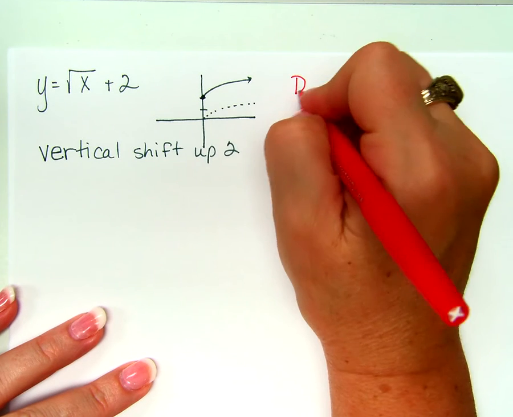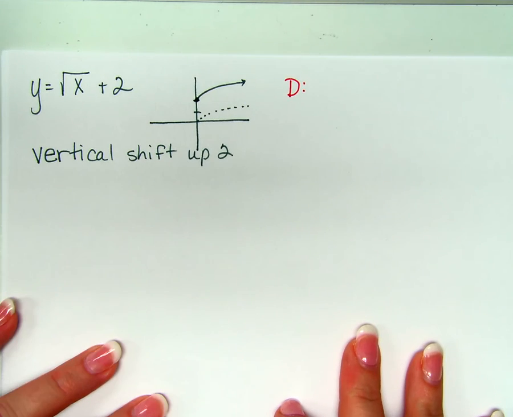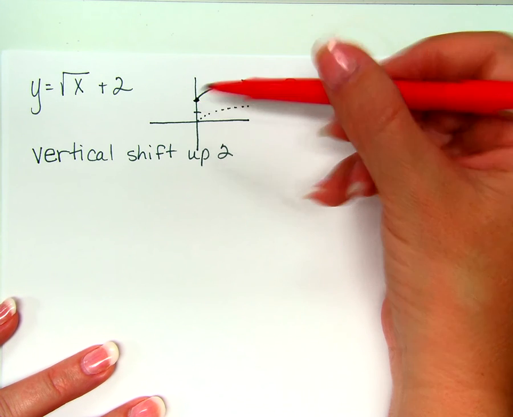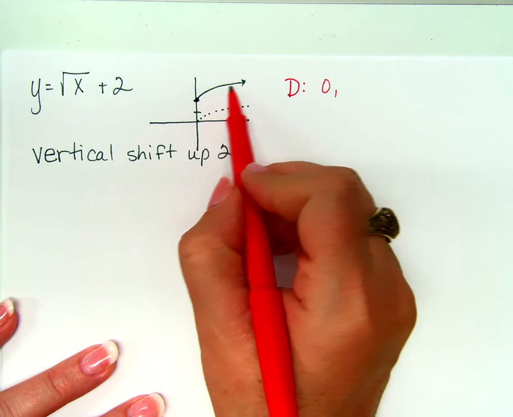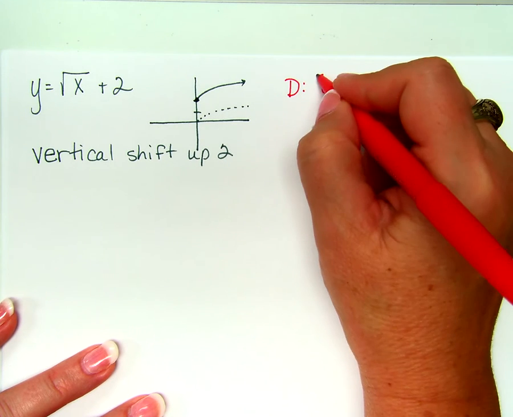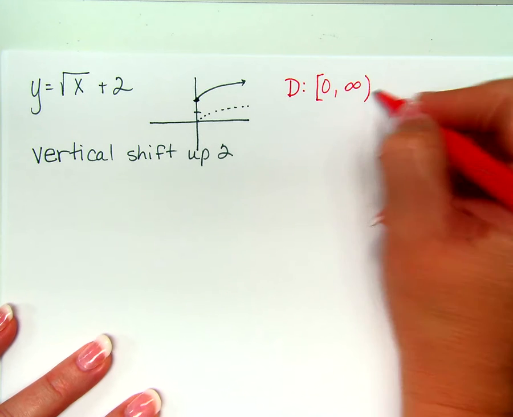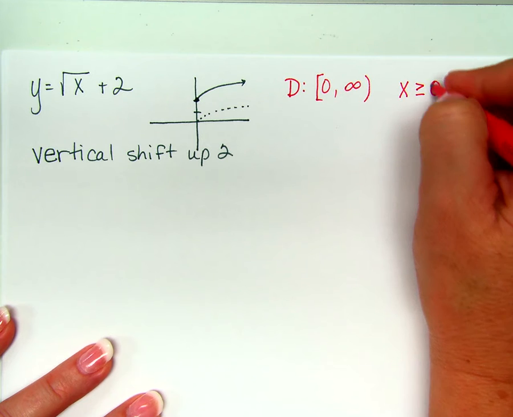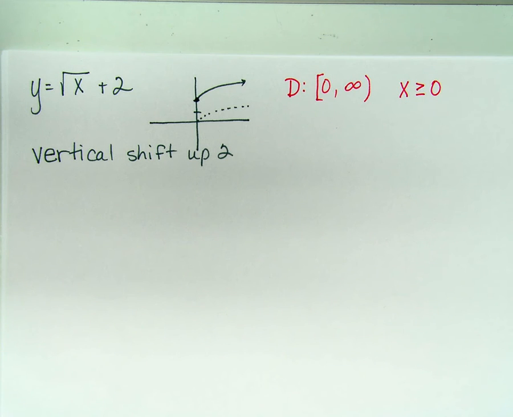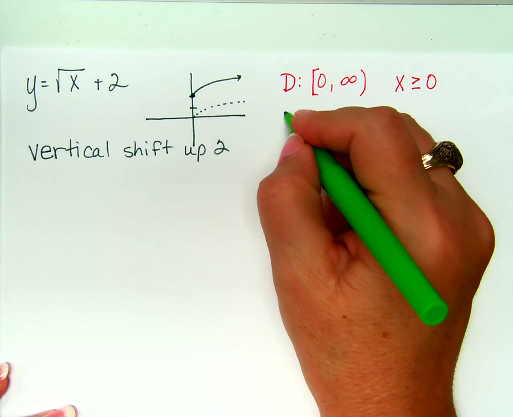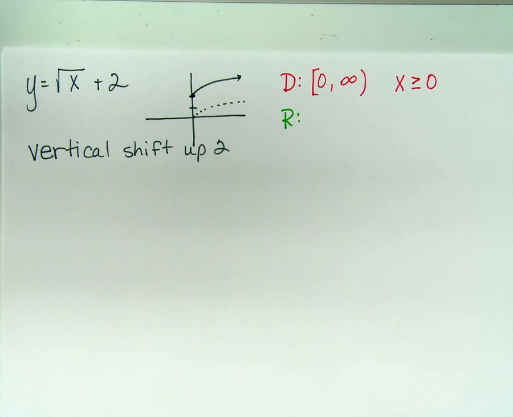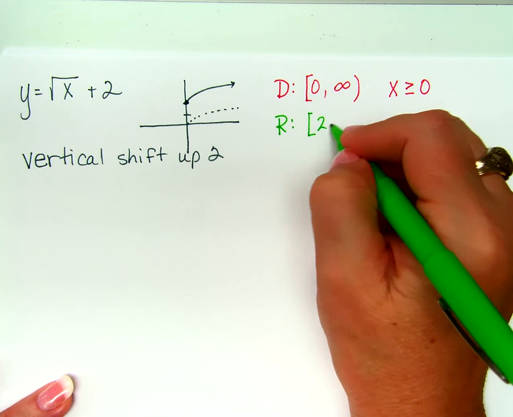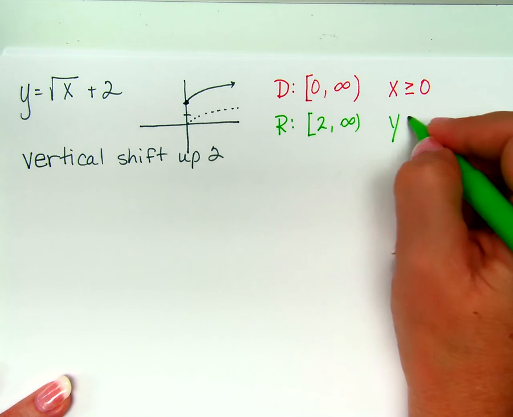What's the domain of this new function if I've moved it up 2? How far left does it go? Really? Okay, 0. How far right does it go? To infinity? But it includes the 0 and doesn't include the infinity, right? So I could say x is greater than or equal to 0. What about the range? How far down does it go? Ooh, that's different than a parent, isn't it? Starts at 2 and goes to infinity. So y is greater than or equal to 2.